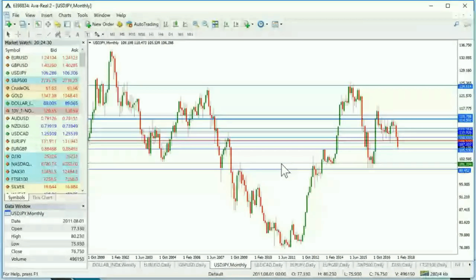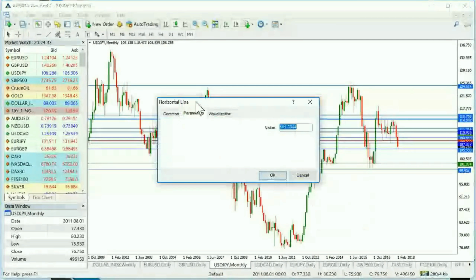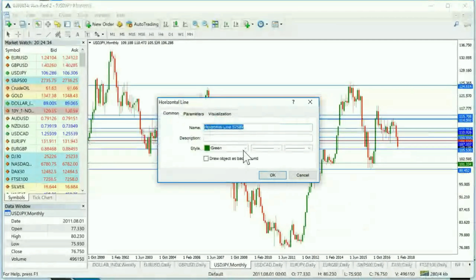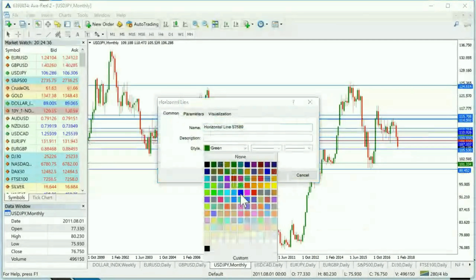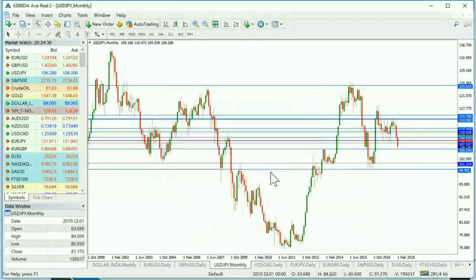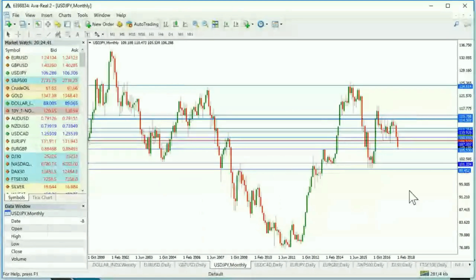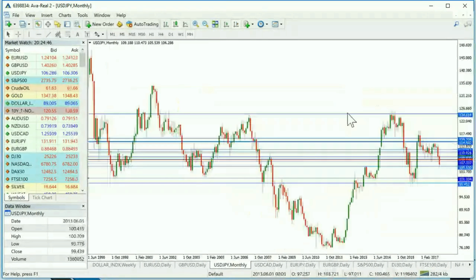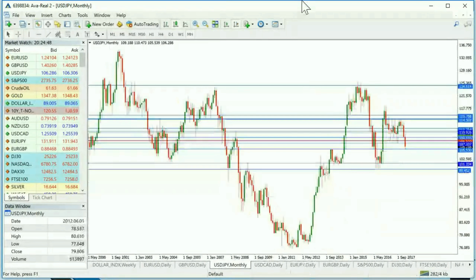And I just want to change this line to green. Sorry, to blue, should I say. So we'll change that in there. So there's every scope that if we get a break of 105.53, we get a push down to 101. So we're seeing continued weakness there in the dollar yet again.